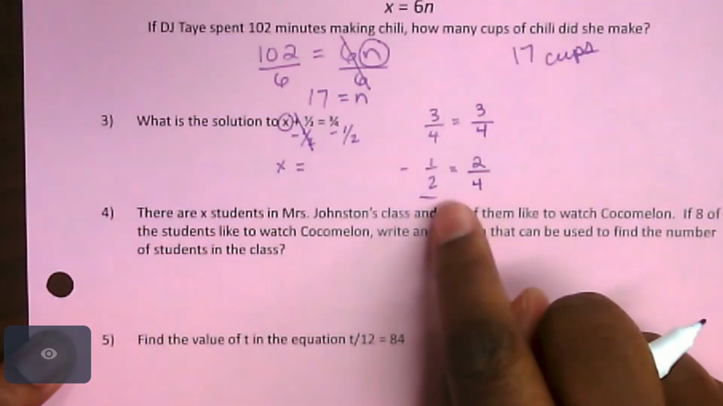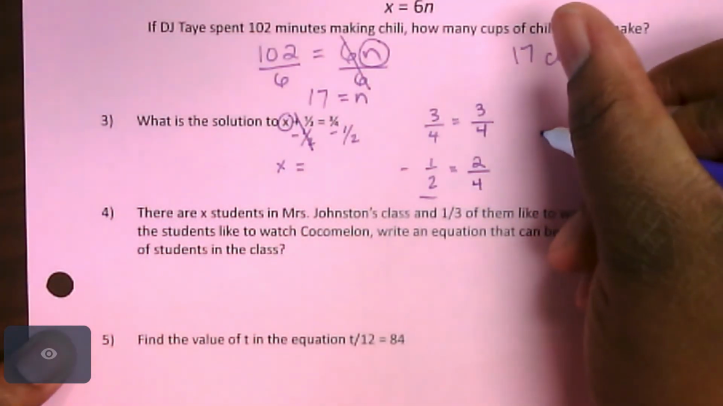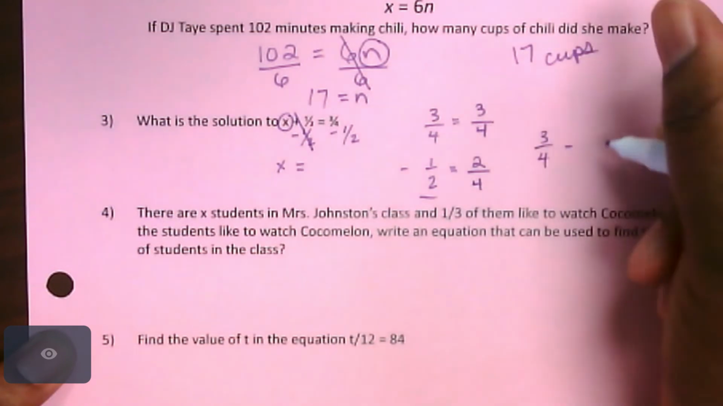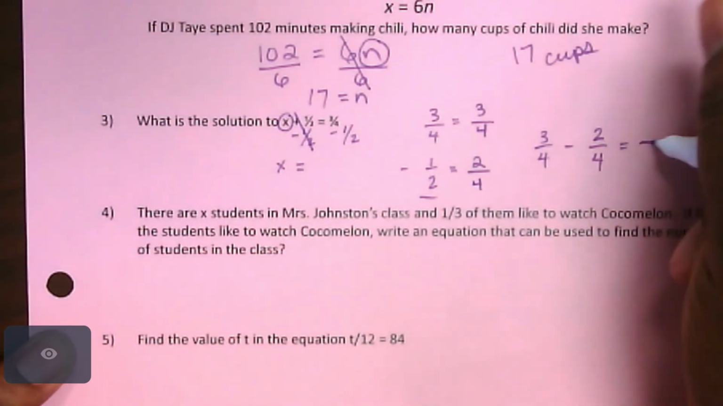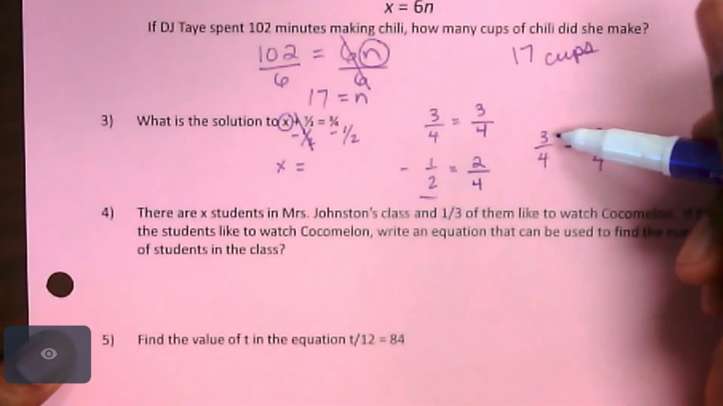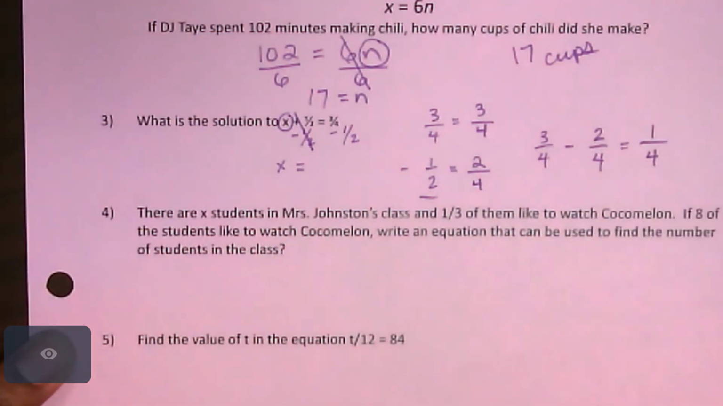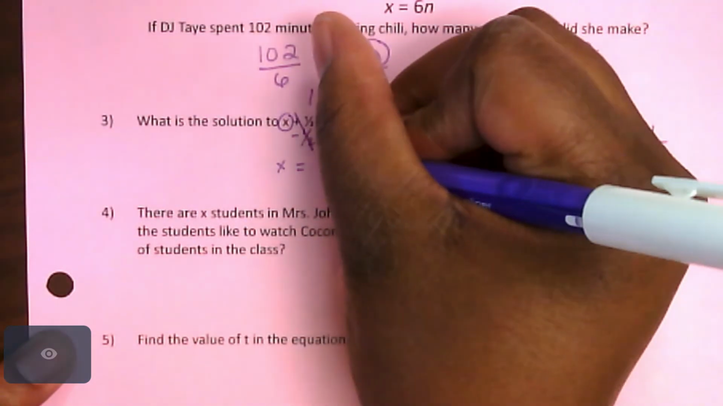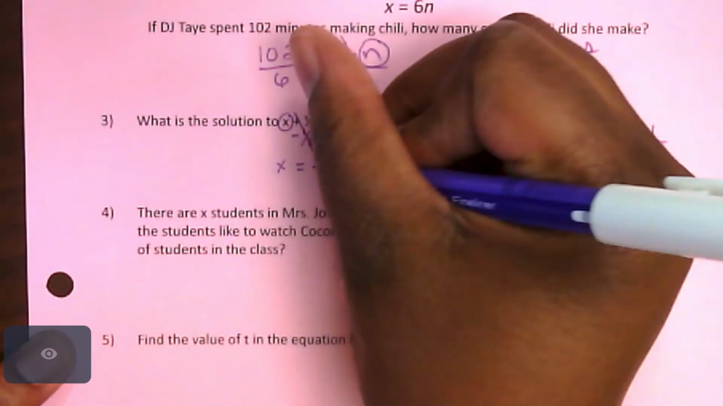So now instead of 3/4 minus 1/2, I have 3/4 minus the equivalent of 1/2, which is 2 over 4. So now that we have a common denominator, our denominator stays the same, and we say 3 minus 2 is 1. So X is equal to 1/4.